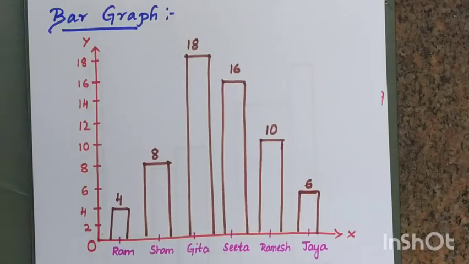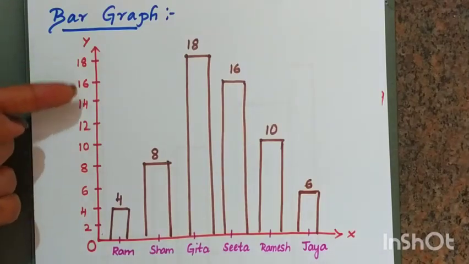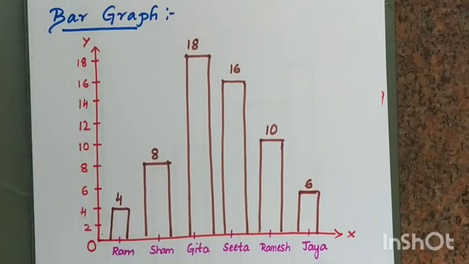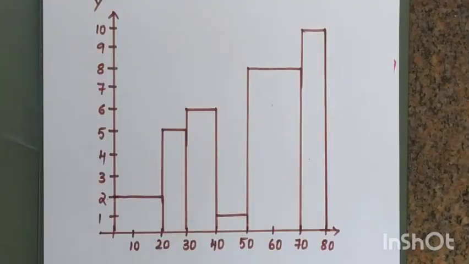So in this bar graph, there are a few names written, and these are the values here. According to the question, you are supposed to draw the bar graph. It can be any kind of question. But a bar graph will have the same breadth for every bar and the length will differ. And the next topic is histogram. This is known as histogram.